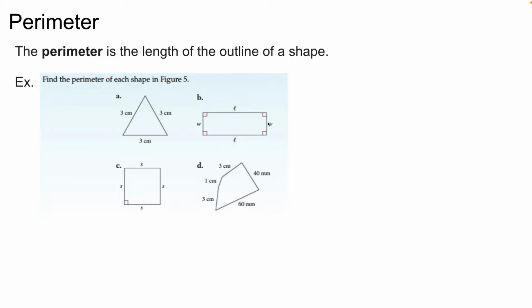Okay, and here are some examples to find the perimeter. The first example is an equilateral triangle where all three sides are congruent. So we have 3 centimeter plus 3 centimeter plus 3 centimeter. That's 9 centimeter. Be careful with the unit, okay? It's 9 centimeter. In the exam, I'm going to ask you to find the perimeter or circumference. Then you need to make sure you put the right unit there.